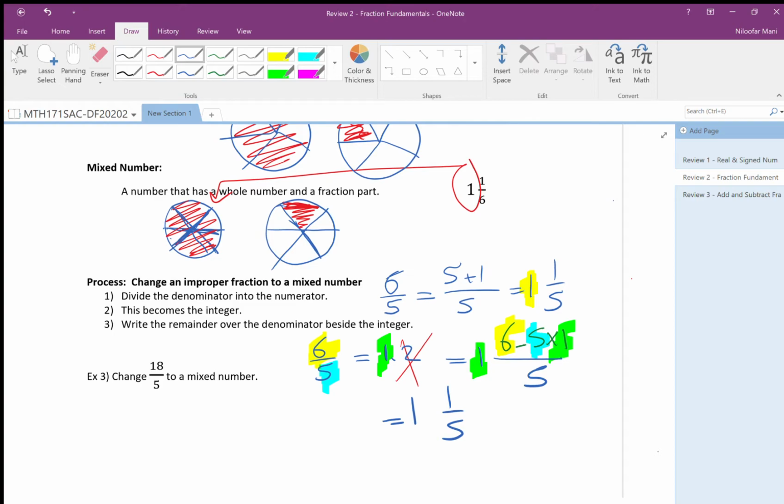Okay, how about here? 18 over 5. Can I answer this question? How many 5s do I have in 18? Oh, 3 fives, because 3 fives is 15. What is left? 3. Let's say I don't know and I want to use my calculator. So what is 18 over 5? 3.6. Oh, perfect. I can write 3 here.